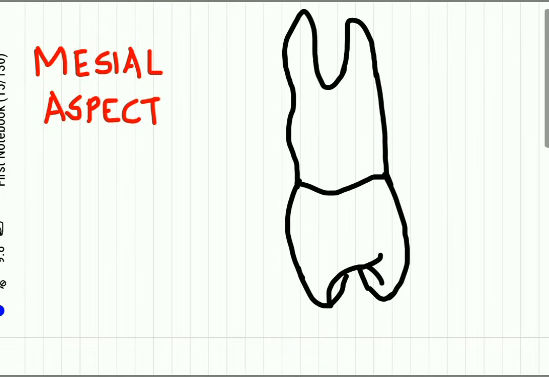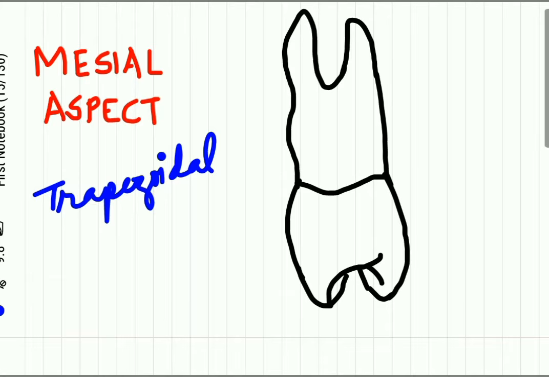Now, from the mesial aspect, the tooth is mostly trapezoidal in shape. The longest side of the trapezoid is towards the cervical line, and the shortest side is towards the occlusal surface. Two roots could be seen from the mesial aspect, the buccal and the lingual. The cervical line is very less curved. It is about only 1 mm.